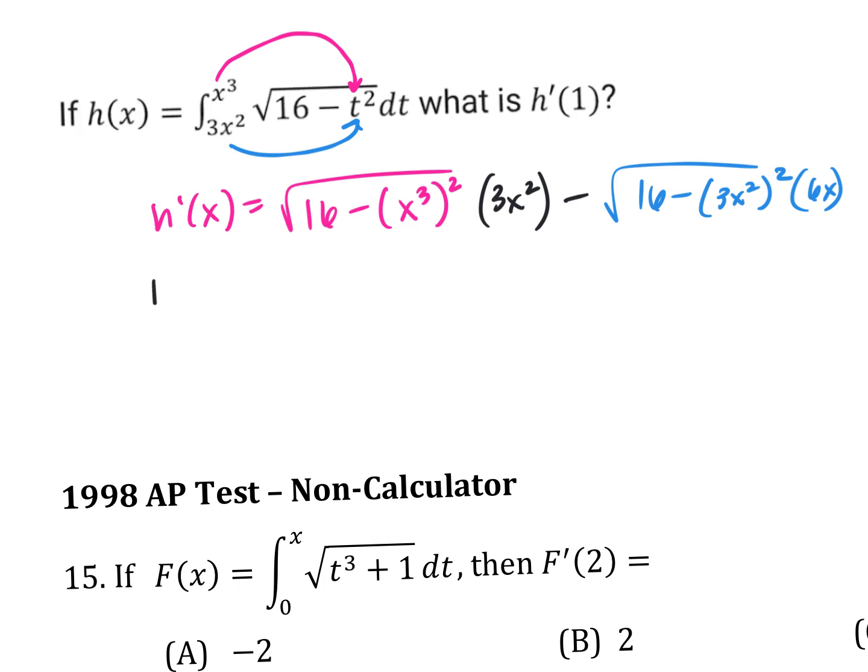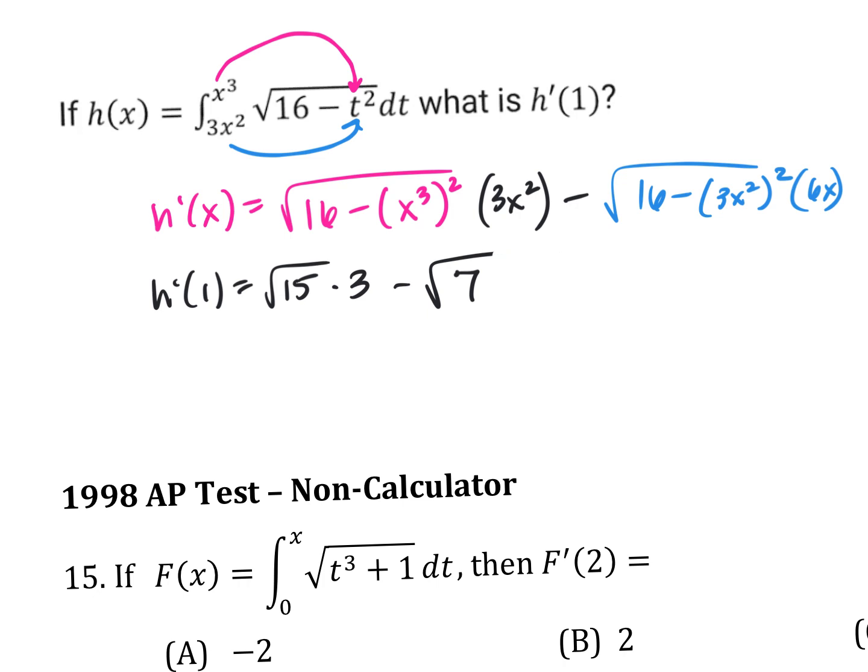Let's go find h prime of 1. H prime of 1 is going to get me root, what would be under my root? 16 minus 1 cubed, right? Sure. That's a good call. Times, beautiful, minus, ooh, this one's a trick. It'd be 3 squared, which would get me a 9 in there. 16 minus 9 is root 7.